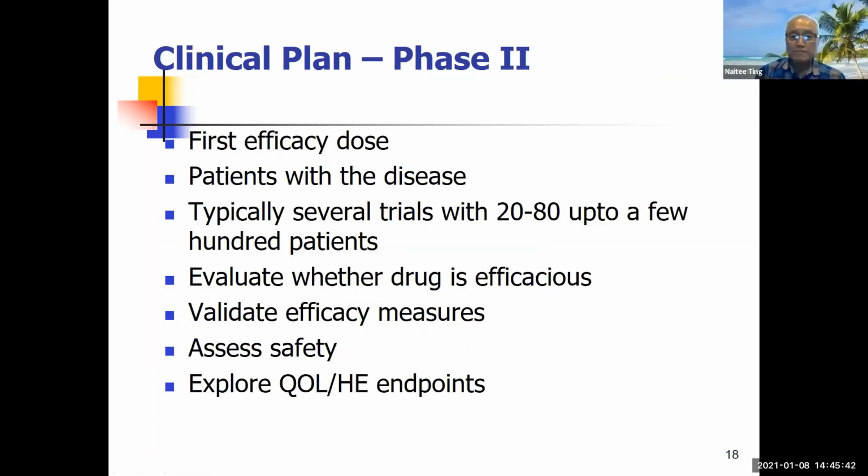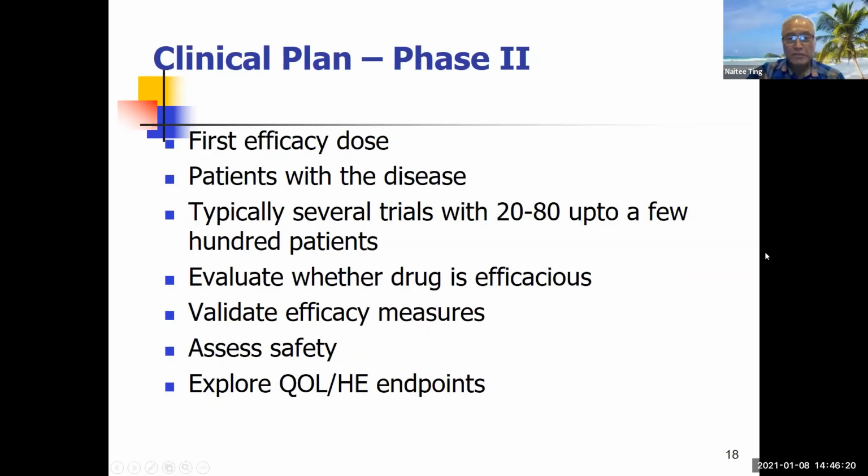Now we got into phase 2. All right, phase 2 are patients with a target disease. Now because in phase 2 you're using patients, of course you can study efficacy. So it's the first time you can study efficacy. Sample size depends on your design. That's not necessarily small number or big number. In phase 2, you really want to evaluate whether the drug is efficacious or not. And you want to validate the efficacy measure, you want to assess safety, and you also want to explore quality of life or health economic endpoints.